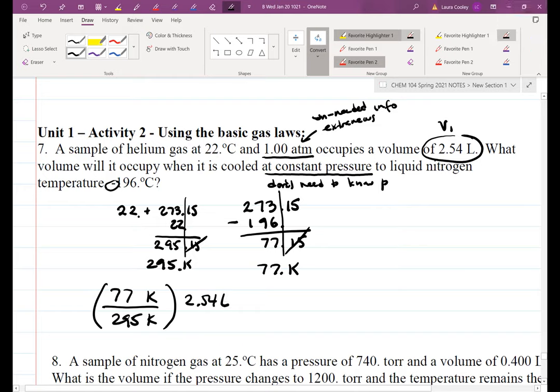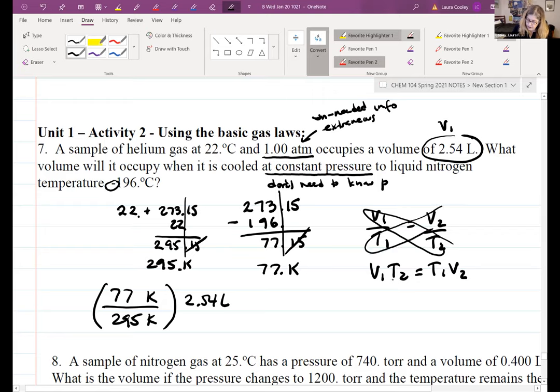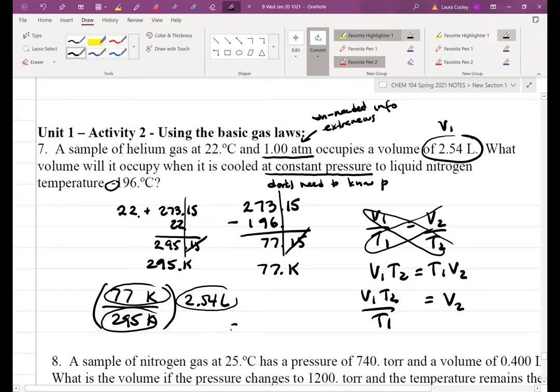Because you have V1 over T1 equals V2 over T2. Right. So if you cross multiply, then you solve for V2 by dividing by T1. Okay. That's how you got that, because this is V1, this is T2, and this is T1. Okay, yeah, that makes a lot more sense now.